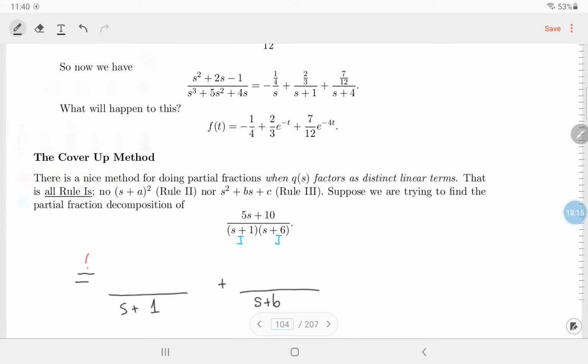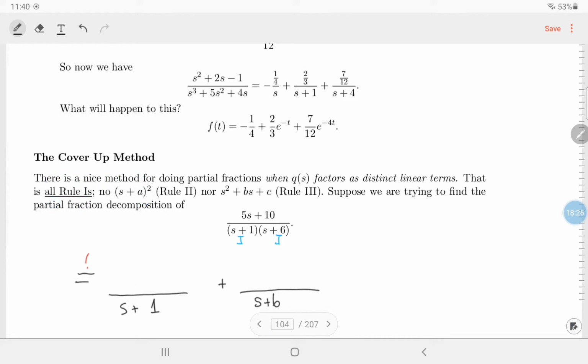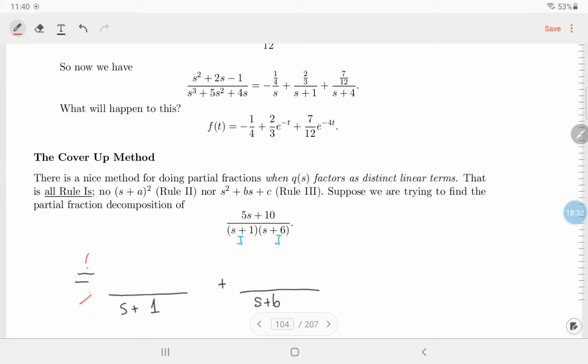Now, I remember it only works for rule 1. So what we're going to do to get the s plus 1 is throw in the value of s that makes that 0, which is minus 1. And to the other one, we're going to sub in the value of s that makes s plus 6 equal 0, which is s equal to minus 6.